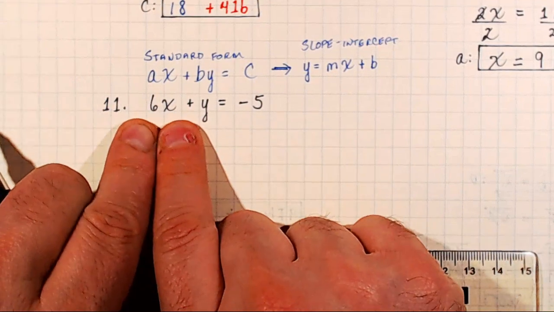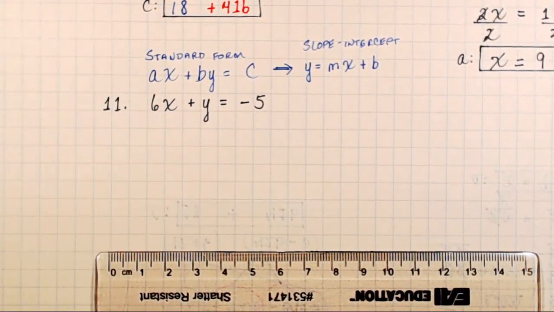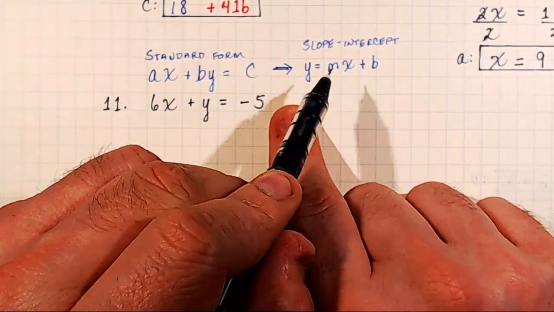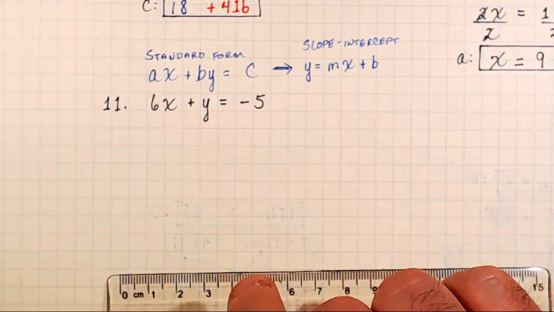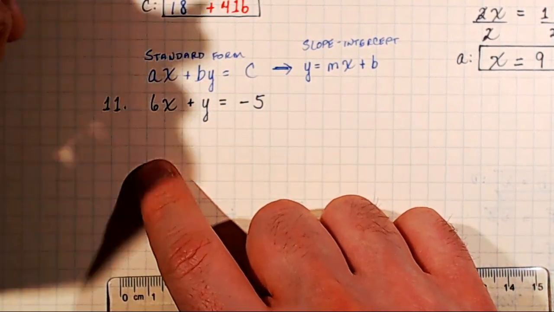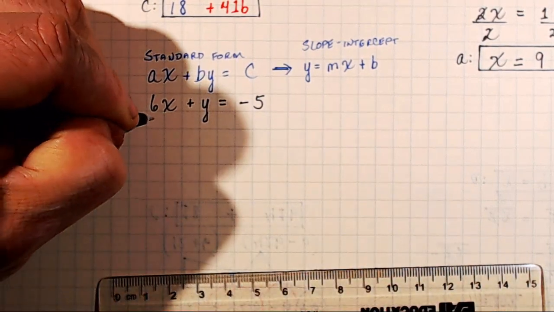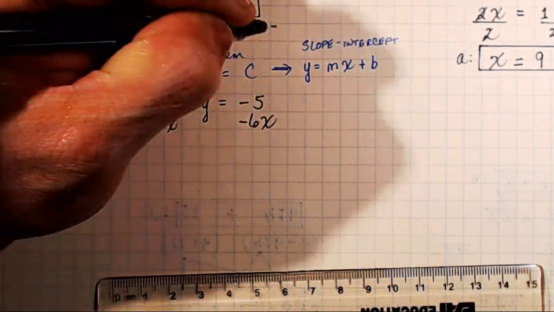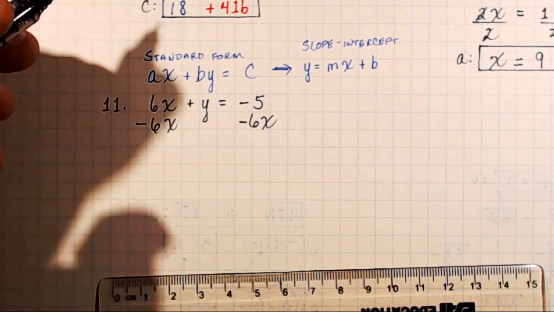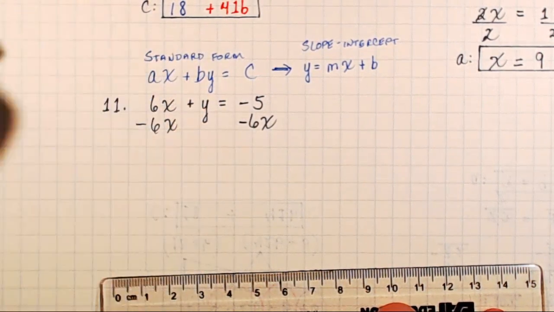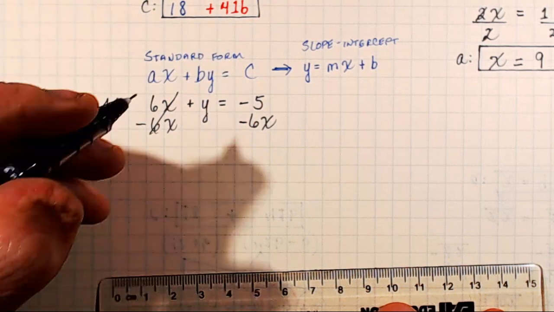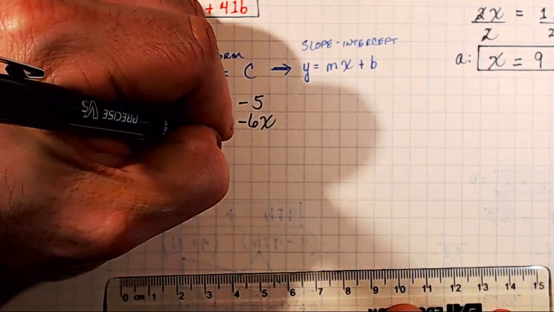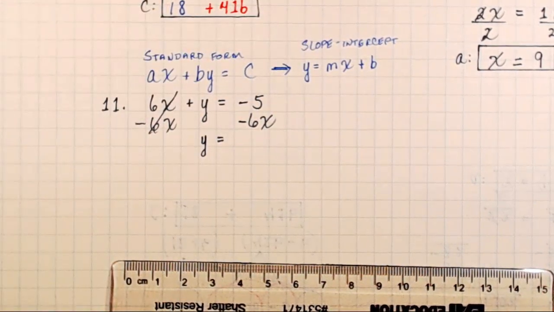My attention is immediately right here on 6x. I'm focused on 6x because I want to move that term over here, so I have mx. That's what I want. Right now it's positive 6x, so I have to subtract 6x from both sides. Just like that. Now on the left side, 6x minus 6x just cancels, leaving y by itself. So I have y equals, now let's look at the right side of the equation.